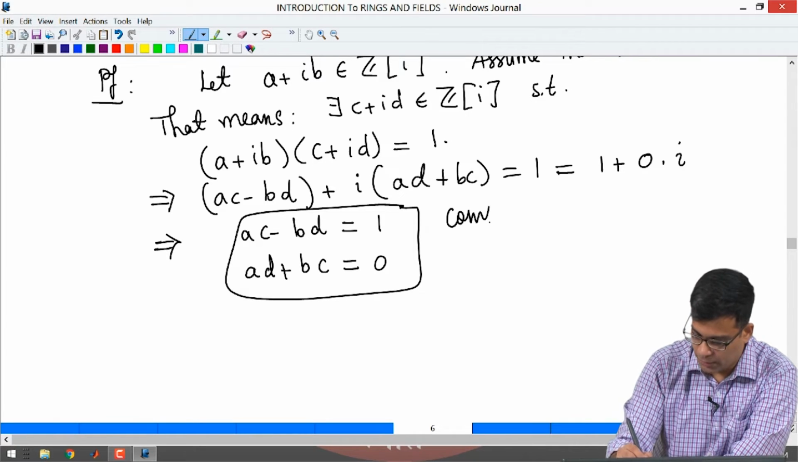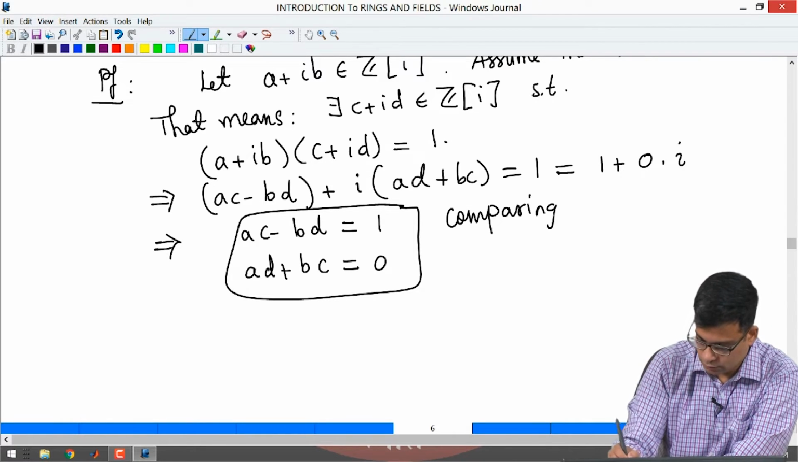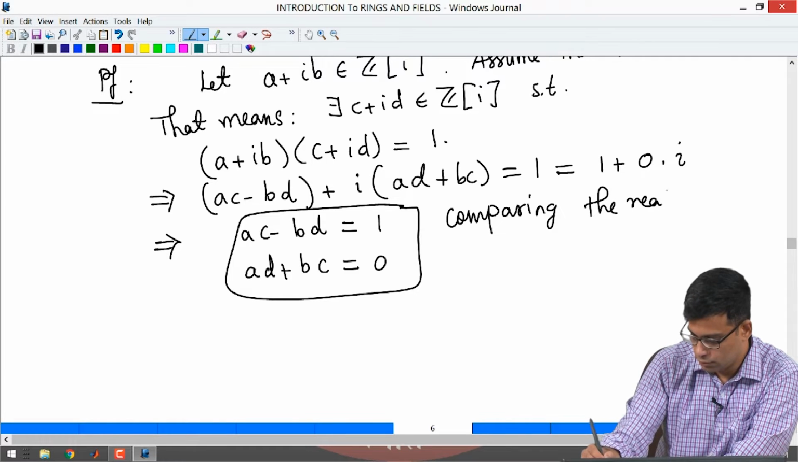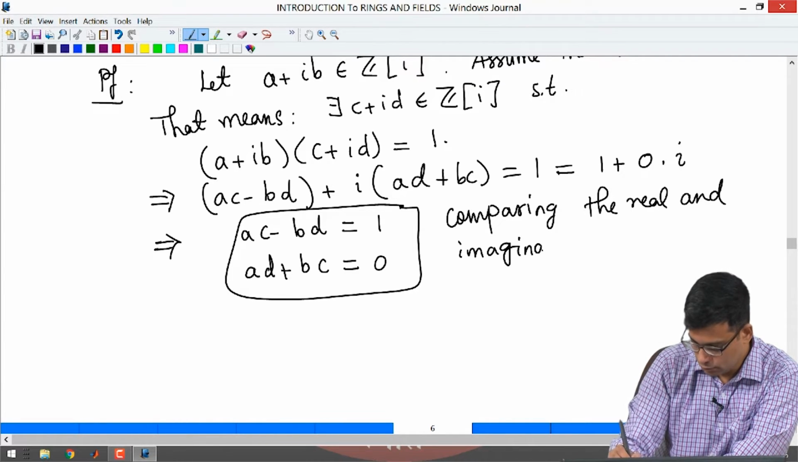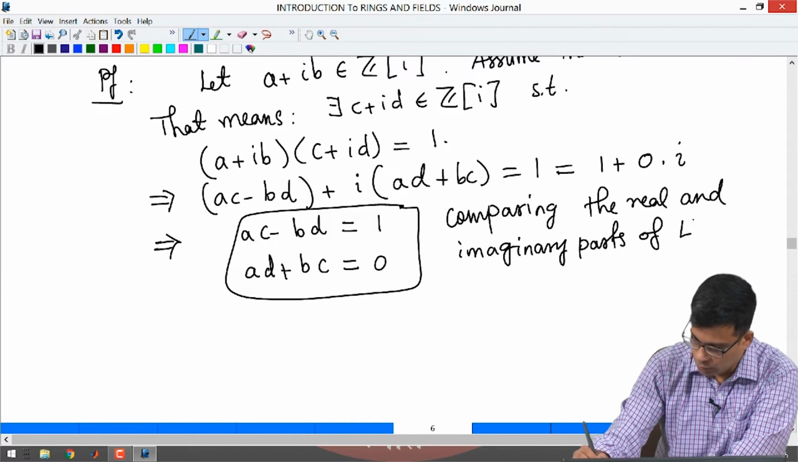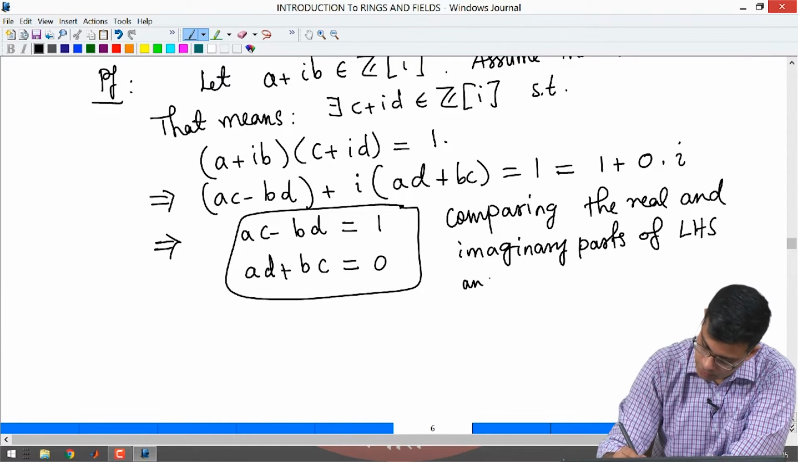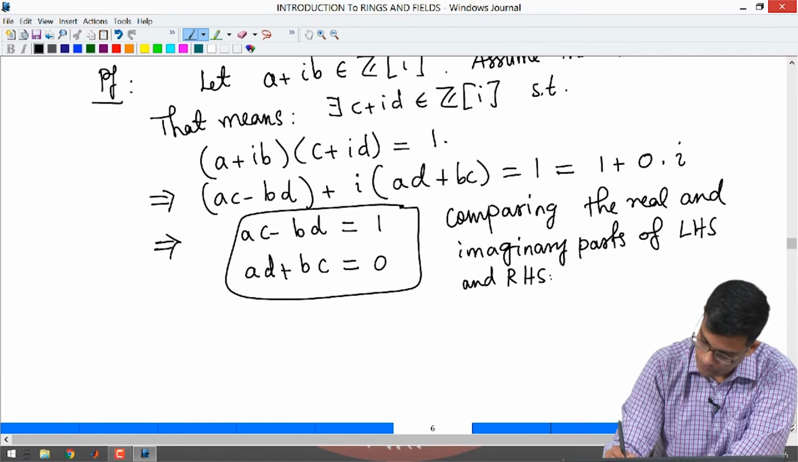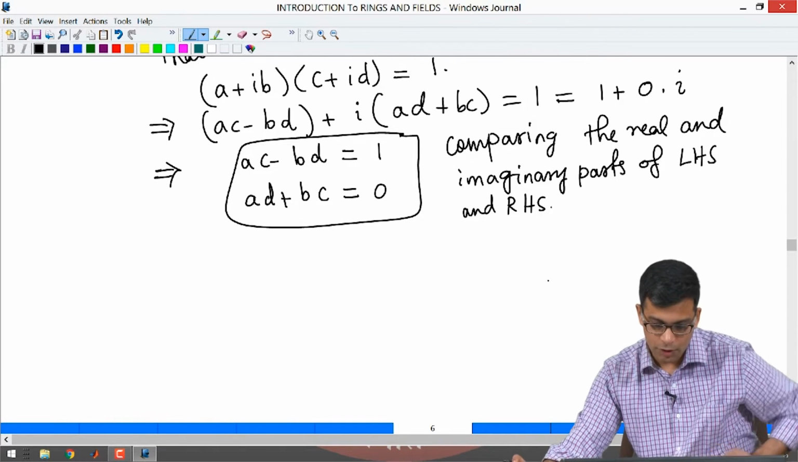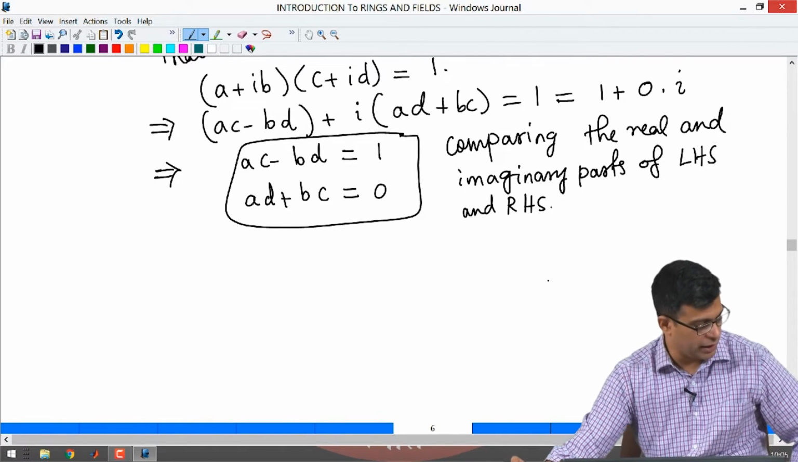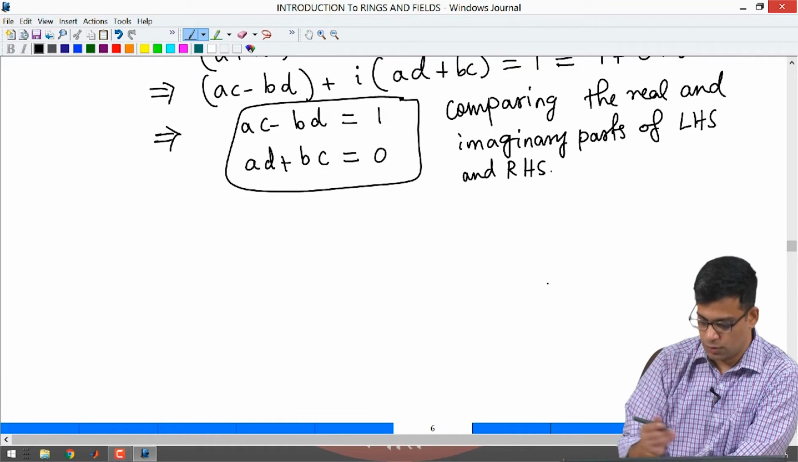So, this is by comparing the real and imaginary parts of LHS, the left hand side, and RHS, we get this. Okay. So, now let me first quickly get rid of the trivial cases.